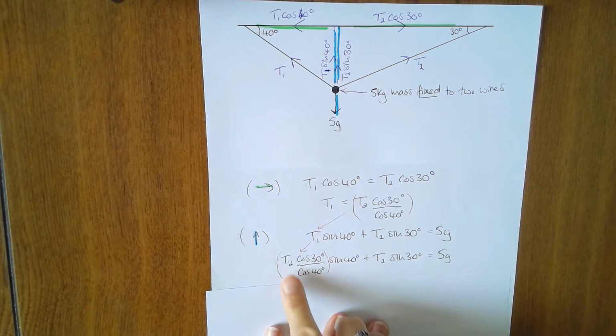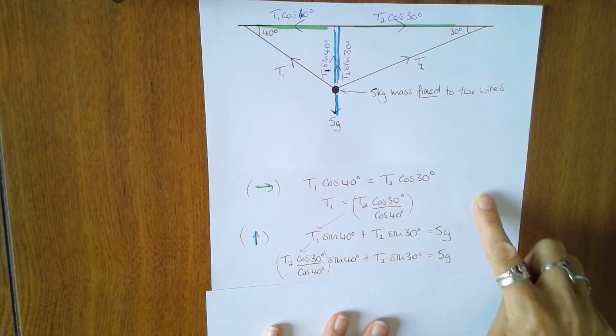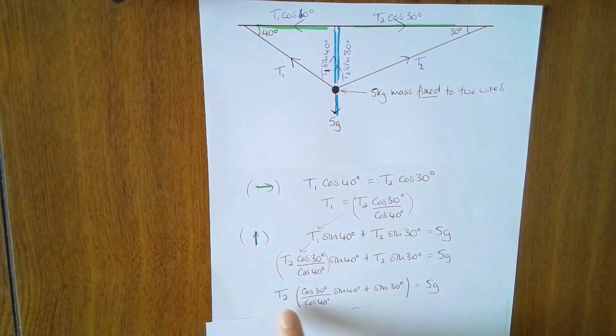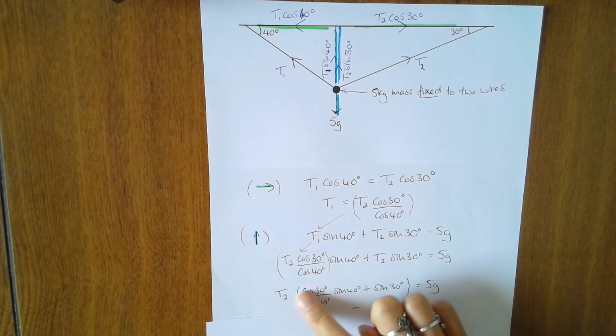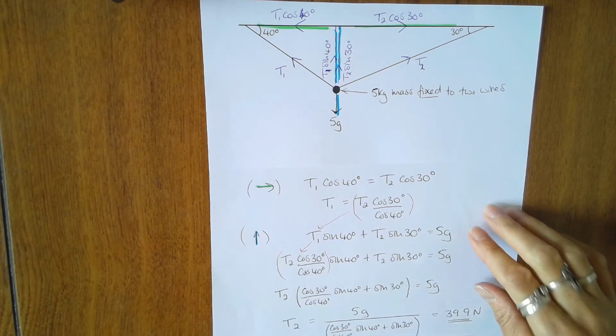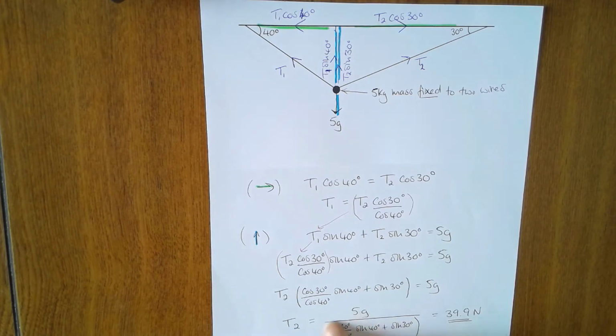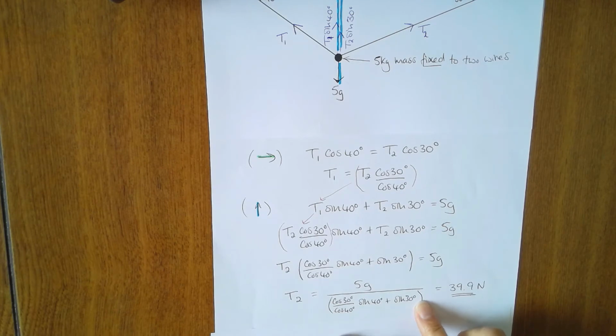Now you can see that I have a factor of T2 in each of these terms, so I'm going to factorise that out, leaving this here and this in the bracket, and now I can just divide each side by this whole expression here. So 5g divided by this gives me in my calculator 39.9. Now I put all of this exactly into the calculator so that I don't lose any accuracy for my final answer.